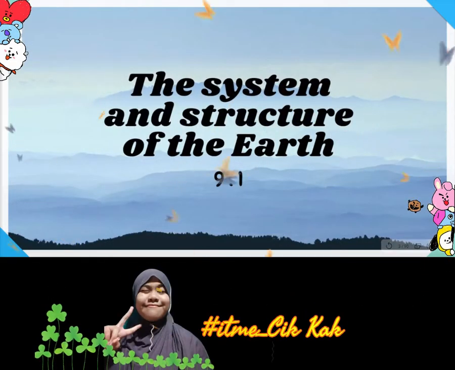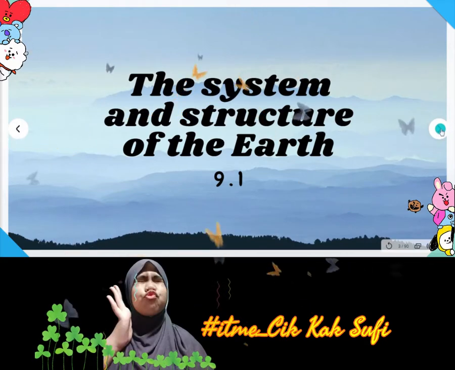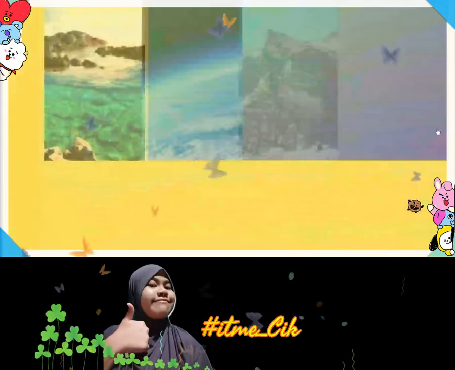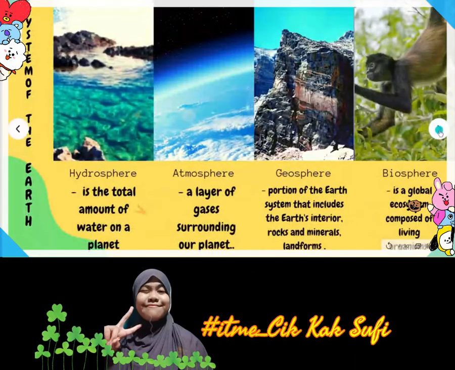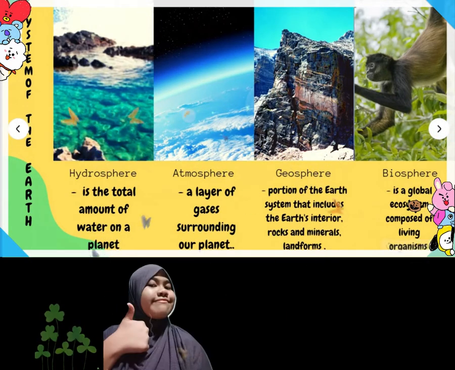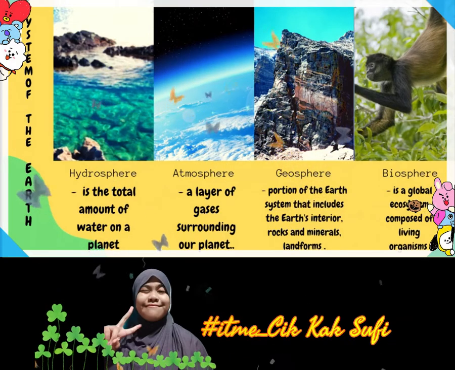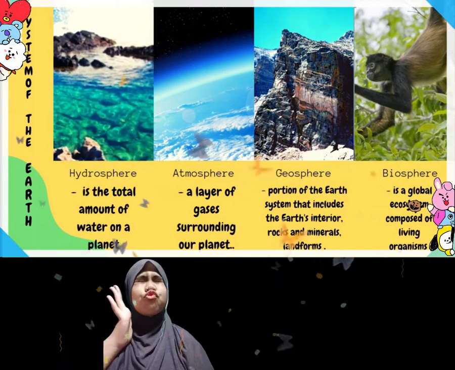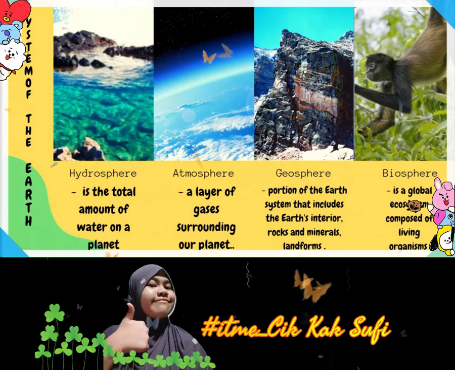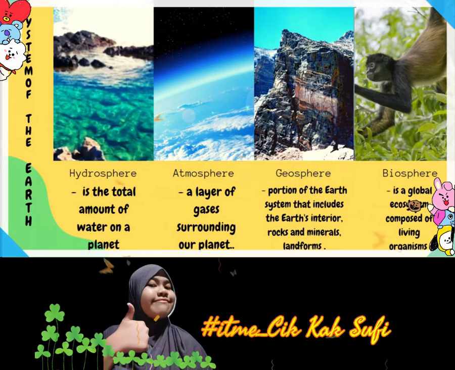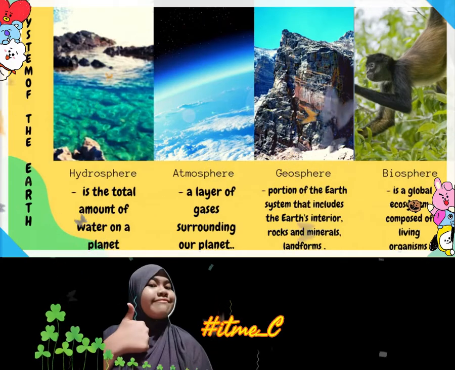So for the first one, we will learn about the system and structure of the Earth, 9.1. We want to learn about the system of the Earth. Number one is the hydrosphere. Hydrosphere is the total amount of water on our Earth. Zone of all water on Earth, including rivers, lakes, sea, underground water, and water vapor in the atmosphere. The balance of components in hydrosphere depends on the natural water cycle.